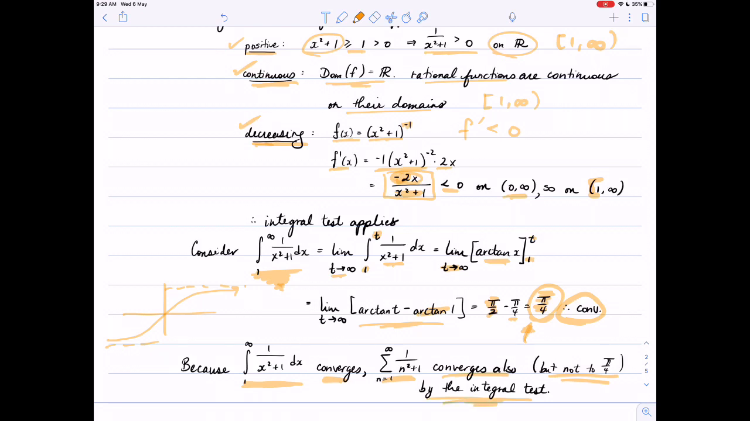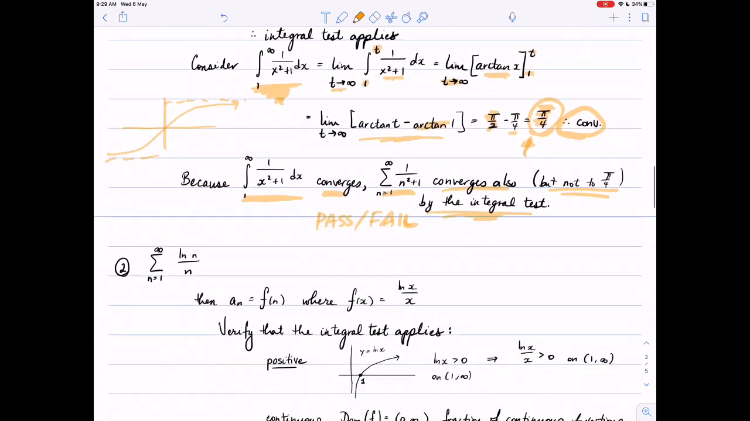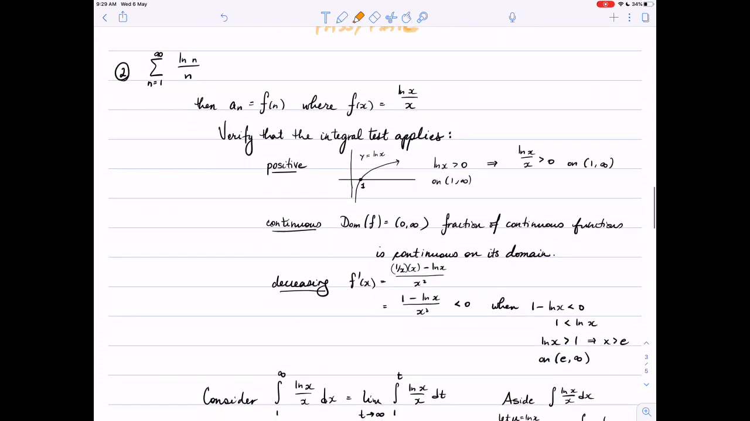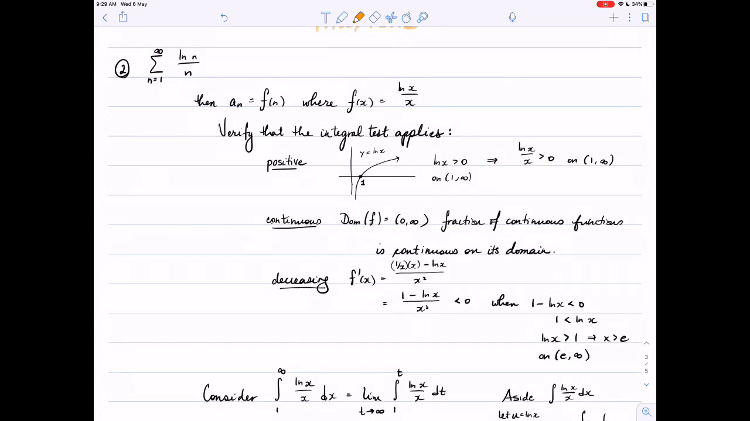This is a pass-fail test. This is pass-fail only, and we have passed, we have converged, but we do not know the value of that series. That is very important to keep in mind. The integral test is not giving you the value of the series. It is simply pass-fail.